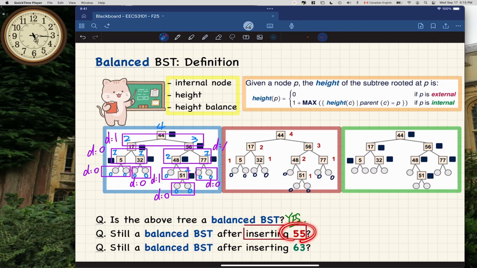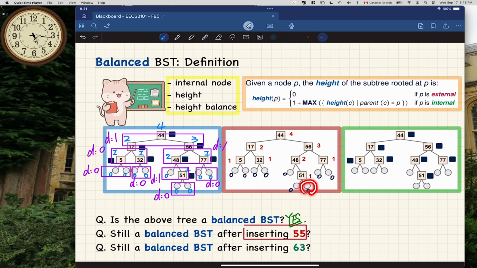55, you do a binary search. 55 should go to the right, right? Compare with 56, you should go to its left, 55, right? And compare with 48, 55 is larger, so it should go to its right. And for 51, compare with 55, 55 is larger, so we should go to the right. So this is the external node that we retrieved. So that means 55 should be stored in this particular external node that's returned.